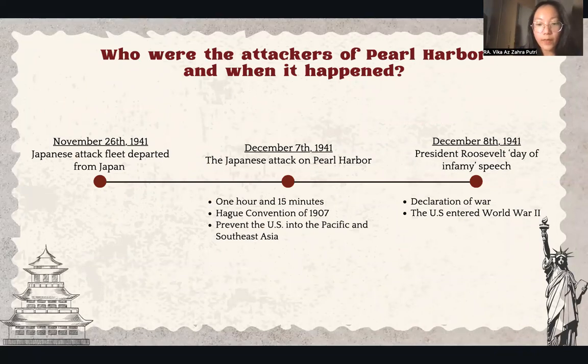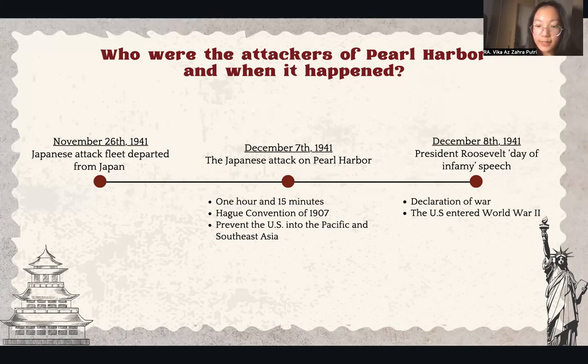And next, who were the attackers of Pearl Harbor and when did it happen? It started on the 26th of November 1941. A Japanese attack fleet consisting of 6 aircraft carriers, 2 battleships, and hundreds of aircraft departed from Japan and began the long journey to an assembly point 230 miles north of the Hawaiian island of Oahu. And on December 7th, the Japanese attack on Pearl Harbor began at 7:55 in the morning, and the entire attack took only 1 hour and 50 minutes.